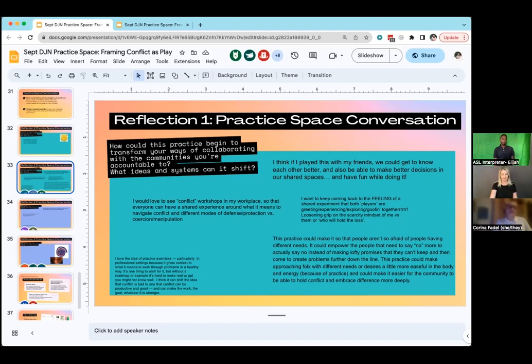Kate T shared in the chat: I want to keep coming back to the feeling of a shared experiment that both players are greeting, experiencing, exploring, goofing together, loosening grip on the scarcity mindset of me versus them, or who will have to hold the loss.